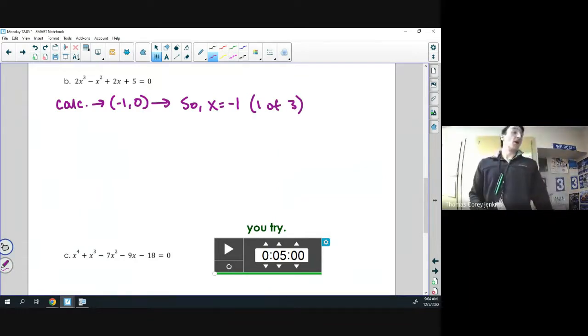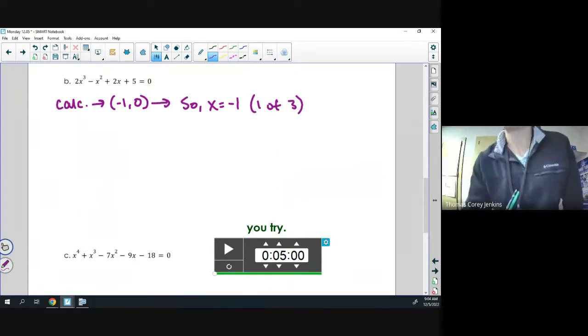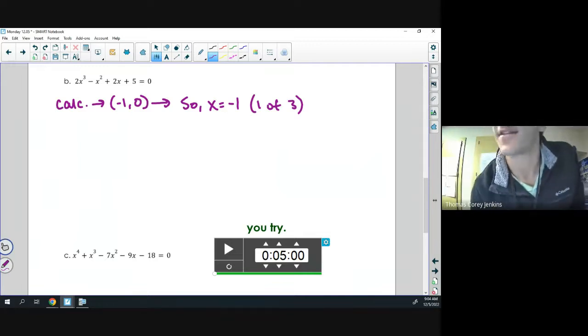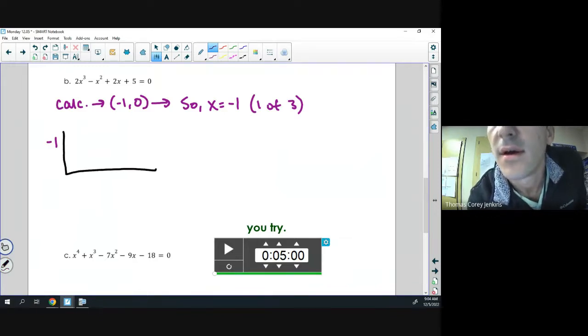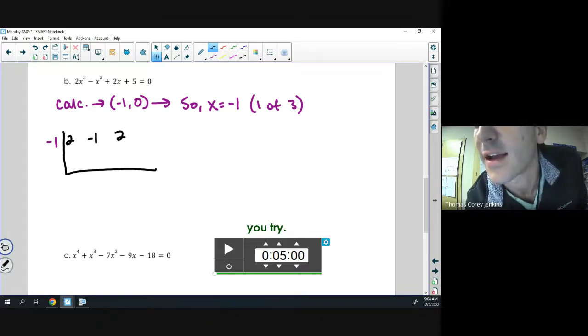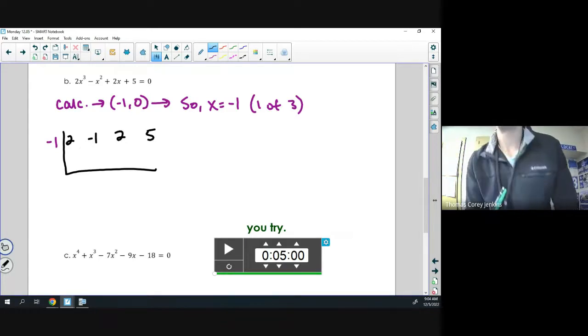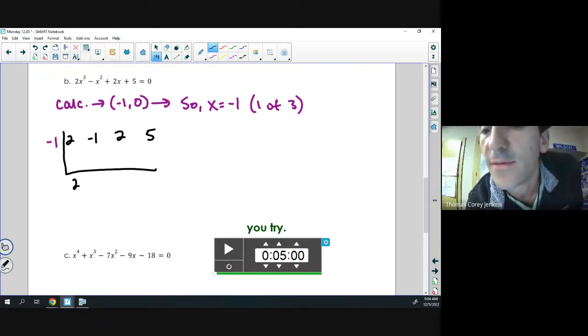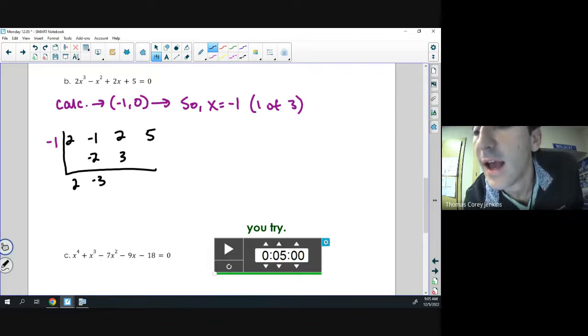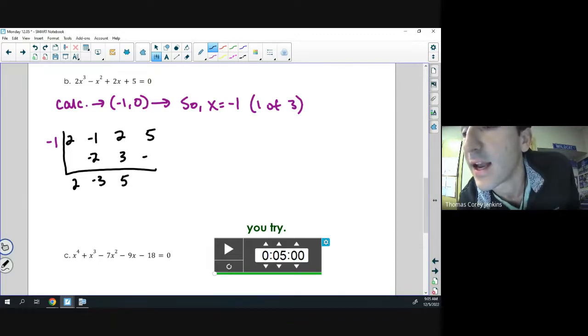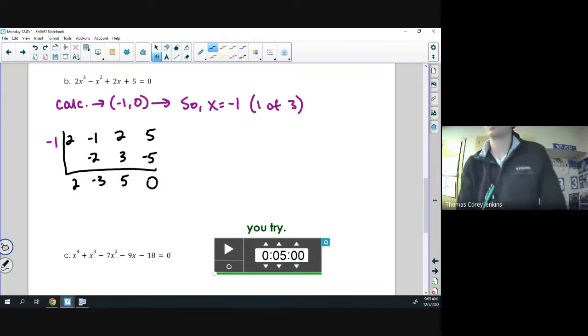All right, so we go ahead and start to divide and pare down our cubic into a quadratic. Okay, so we're taking negative 1 into 2 for x cubed, negative 1 for x squared, 2 for x, and 5 as the constant. Then we'll go ahead and do our process. So bring down the 2. Multiply to get negative 2. Add to get negative 3. Multiply to get 3. Add to get 5. Multiply to get negative 5. And there's that 0 we were looking for.